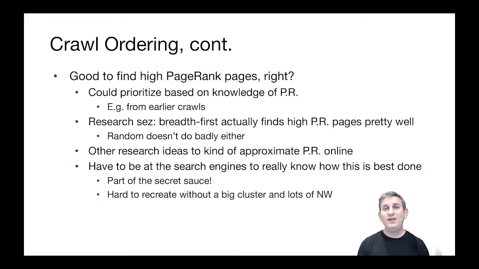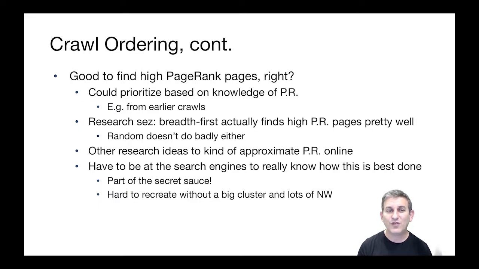So one heuristic might be to find pages that have a high PageRank and prioritize those, right? And we could do that based on the knowledge of PageRank from previous crawls. So we could say, okay, we know PageRanks from all our previous crawls. Now we can look at the links that are on our frontier and prioritize them by their old PageRank. And in fact, research says that breadth first search will actually find high PageRank pages pretty quickly, because high PageRank pages are basically easy to find. There's lots of paths into them.